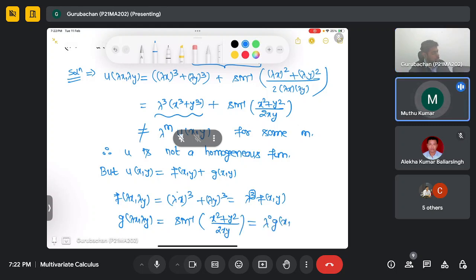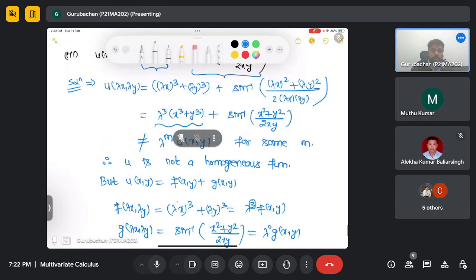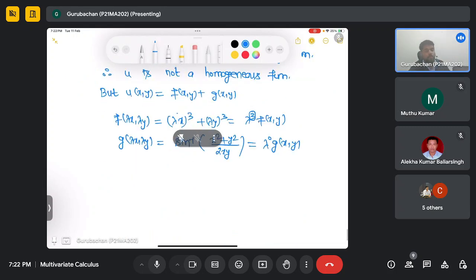Is G homogeneous for any m? Some m, or you can say in fact any m. Here there does not exist any m. So here this g function is a homogeneous function of degree 0.